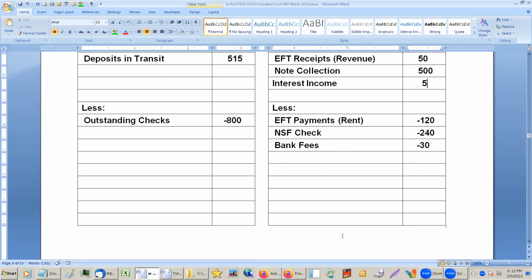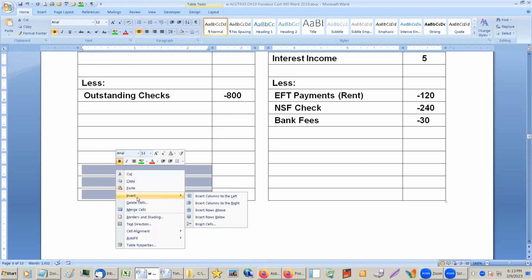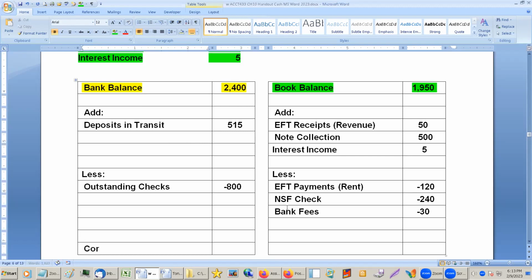Okay, now you have a lot of space there. I'm going to lighten the load a little bit. So we'll come up with a corrected balance. The corrected balance should be the same on both sides. We've corrected the bank side and we've corrected the book side, and they should come out the same. Hopefully it comes up the same.